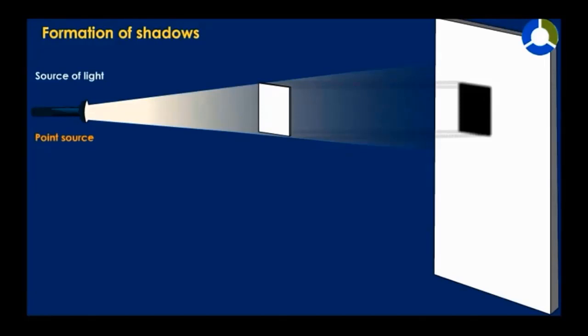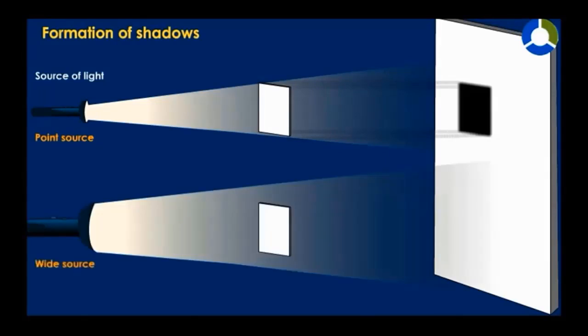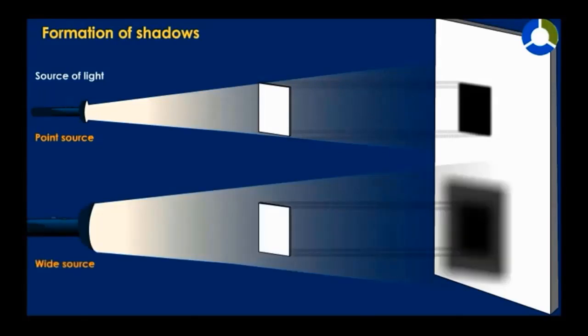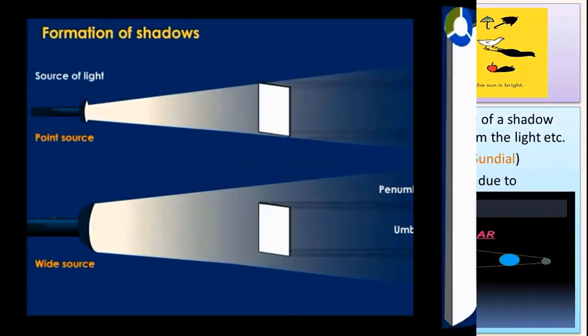When the source of light is wide, two shadows can be seen. One shadow is completely dark, called the umbra, in the center, and the other is a partial shadow called the penumbra surrounding it. Notice that the umbra does not receive any light from any portion of the source, whereas the penumbra receives light from a part of the source.